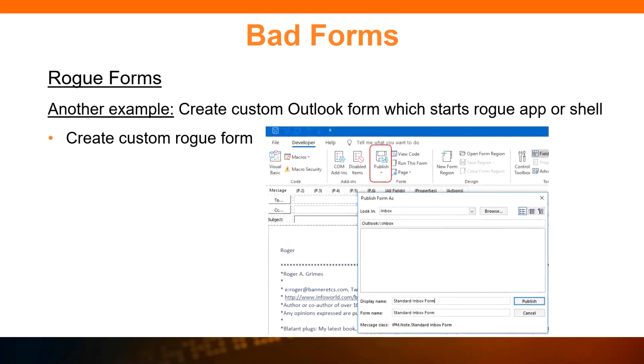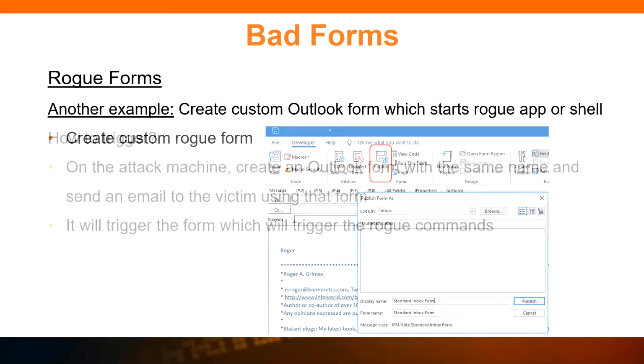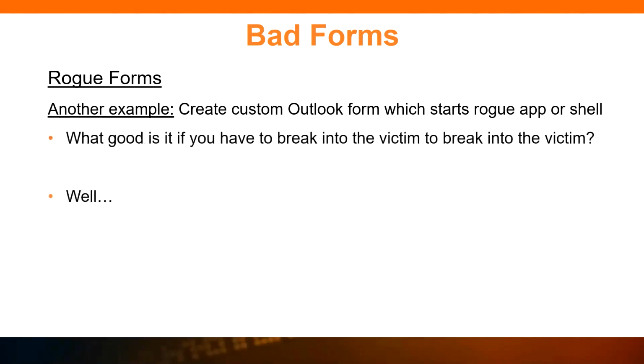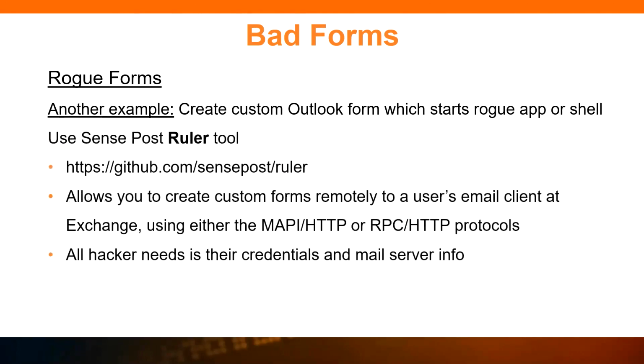Then all the attacker would have to do is publish that form, even give it a different name like standard inbox form, and literally all the attacker has to do is create an email on their system with a form called standard inbox form, send it to the victim, and it can be an email that's blank, or it could look like any advertisement they ever saw in their life, and it will kick off and run that form. So what's changed again is that there are now attacker tools where somebody can do it remotely.